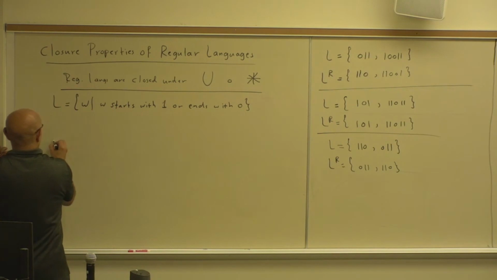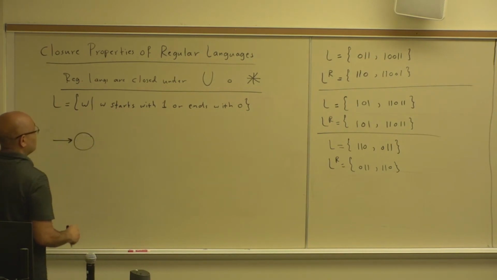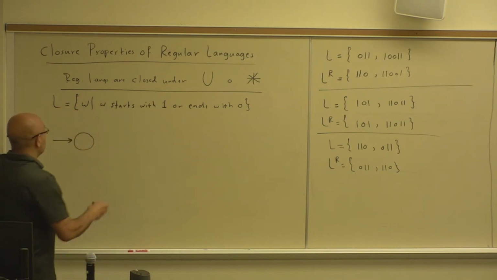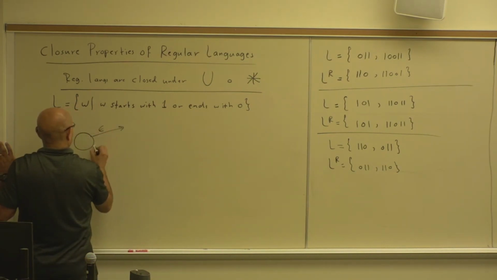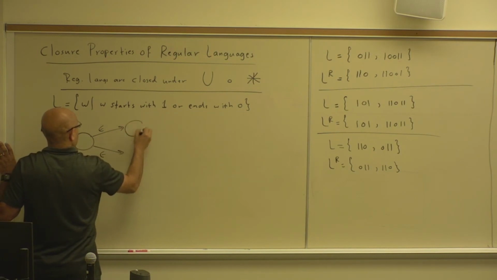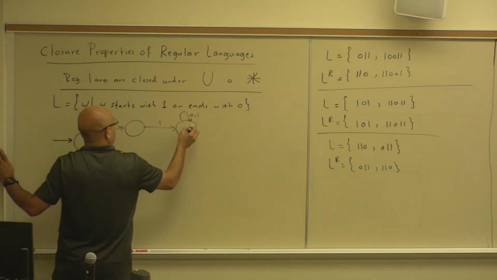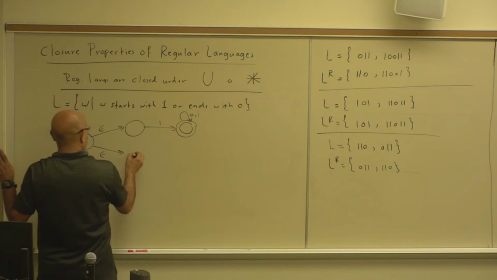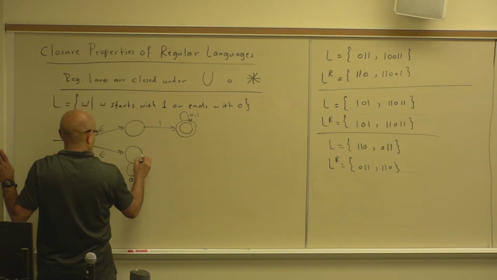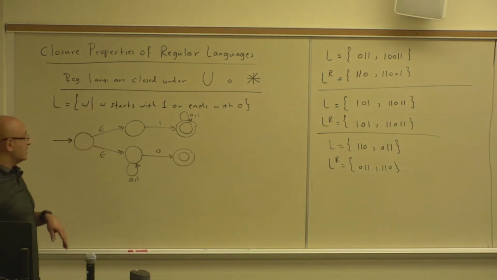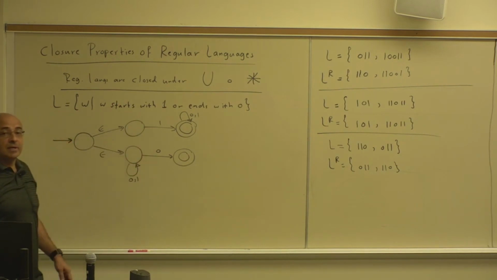So how do we construct an NFA for this in a straightforward manner? This is the union of two languages. Starts with 1, which is 1, then you can have anything. Or ends with 0, so you can have anything and end with 0. So this is start with 1, this is end with 0.